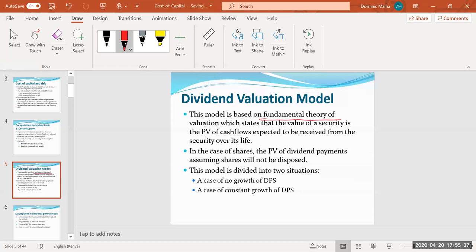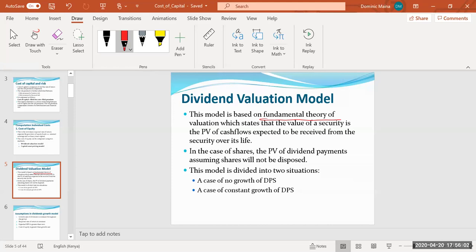Okay. The fundamental theory of valuation. Simply, we will see that the fundamental theory of valuation is that the market value of the instrument is the sum of the present value of all the cash flows, of all the receipts, that you'll be receiving if you're an investor in that particular equity share. In this context, the equity share. That is simply what is referred to as the fundamental theory of valuation.